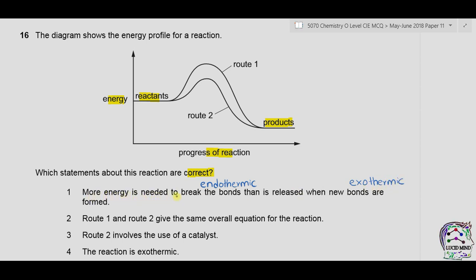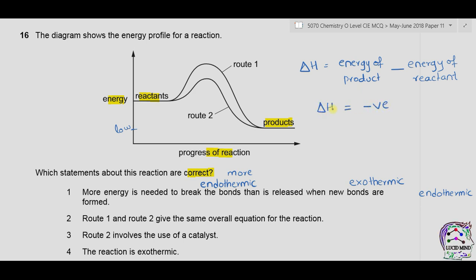Now it says more energy is needed to break the bonds. It means it is more endothermic as compared to exothermic, so overall reaction is endothermic. Let's see whether this is correct or wrong. Enthalpy change of a chemical reaction can be found by subtracting these two. We have energy of products minus energy of reactants. Now as we can see that the product energy is lower than the energy of reactant, so therefore subtracting these two will give negative result. So as enthalpy change for this reaction is negative, it means this reaction is exothermic in nature, it is not endothermic. So statement 1 is wrong.